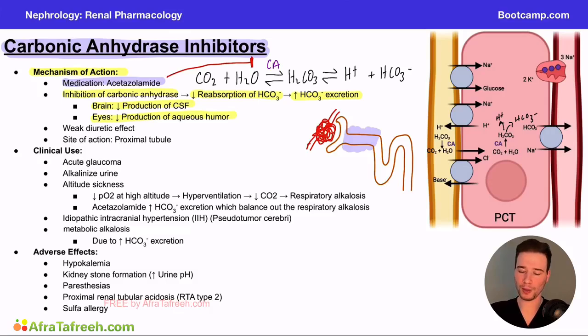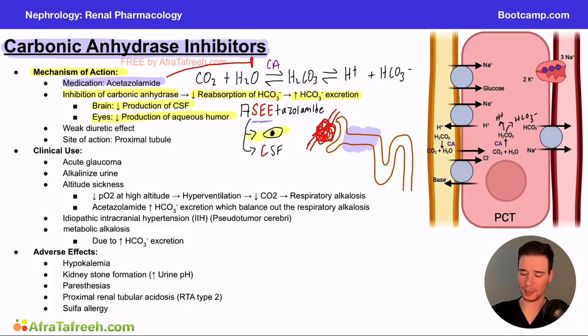However, a way that I remember these just kind of as a memory hack is to remember this as acetazolamide. So C, that helps me remember the eyes and the decreased production of aqueous humor. And I also think of C for CSF. So again, acetazolamide, you can see aqueous humor, and CSF for decreased production. Now, it's important to know that acetazolamide actually has just a weak diuretic effect.